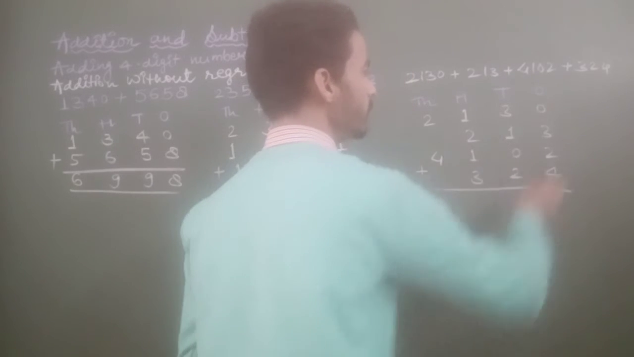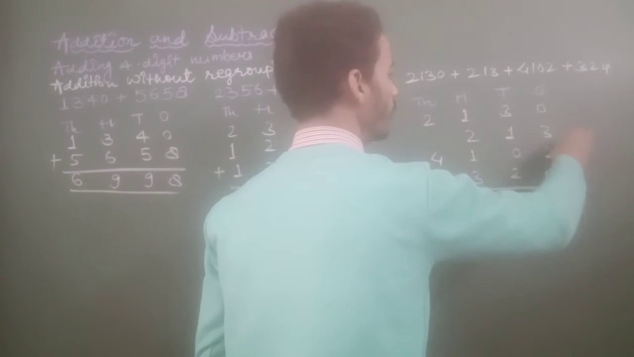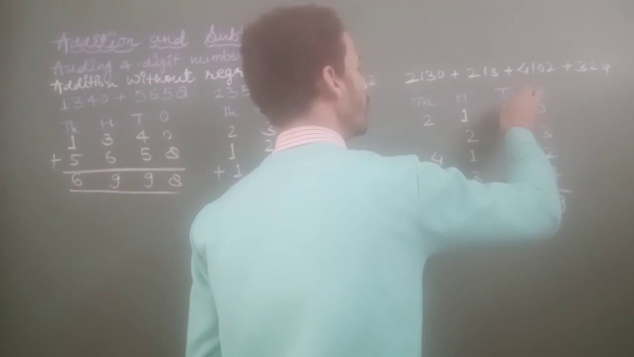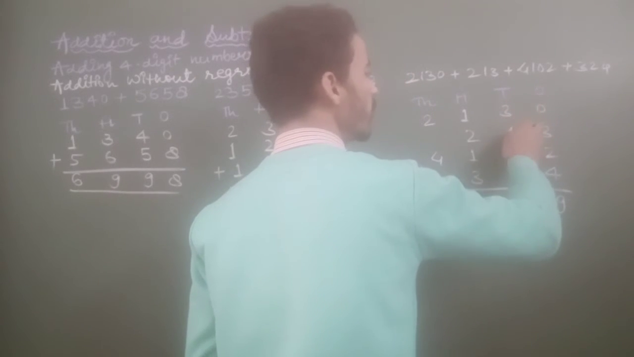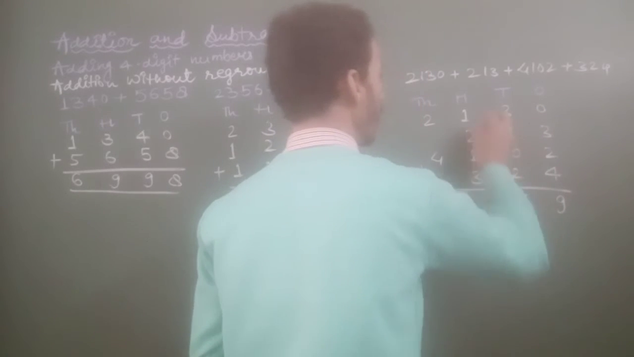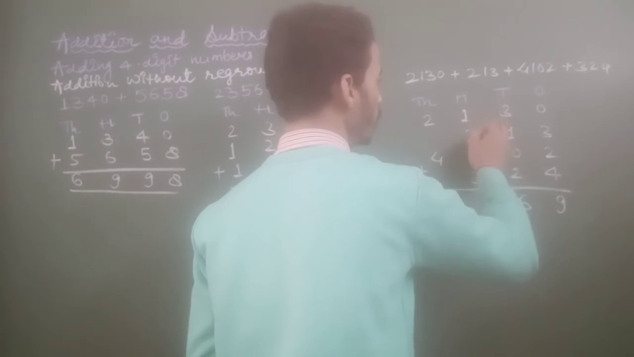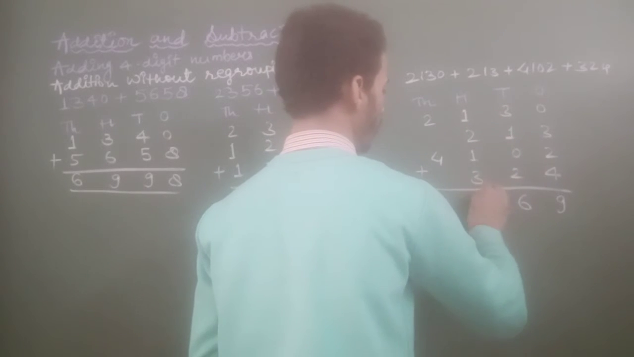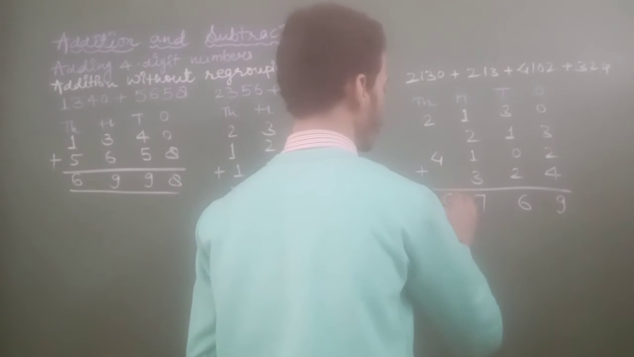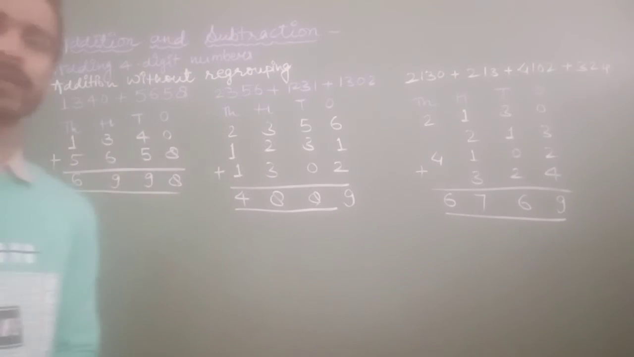Now add the ones: 0 ones plus 3 ones is 3, plus 2 is 5 ones, and 5 plus 4 is 9 ones. Now add the tens: 3 tens plus 1 ten is 4 tens, plus 2 tens is 6 tens. Add the hundreds: 100 plus 200 plus 100 plus 300 is 700. Add the thousands: 2000 plus 4000 is 6000. So the answer is 6769.